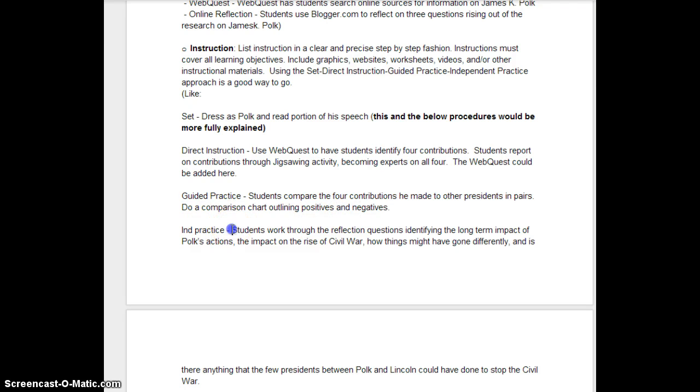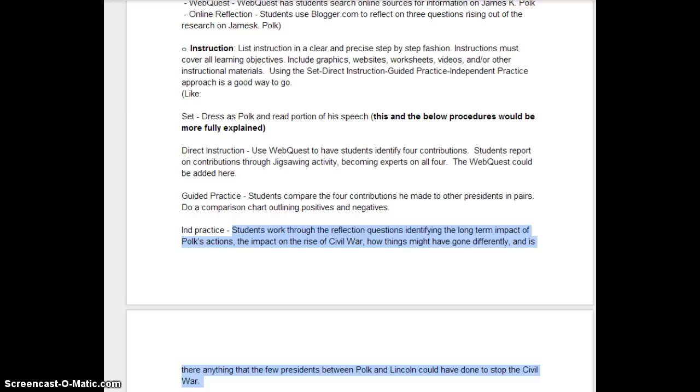And in independent practice, students work through the reflective questions, identifying the long-term impact of Polk's actions, impact on the rise of the Civil War, how things might have gone differently. Is there anything that the few presidents between Polk and Lincoln could have done to stop the Civil War itself? And so I would have formalized those three or four questions very specifically. Talk about how the students get onto Blogger or wherever they're going to go for this online reflection. Describe in detail how they're supposed to approach it. Is it a 2-paragraph, a 3-paragraph, a 4-paragraph? What are you looking for?